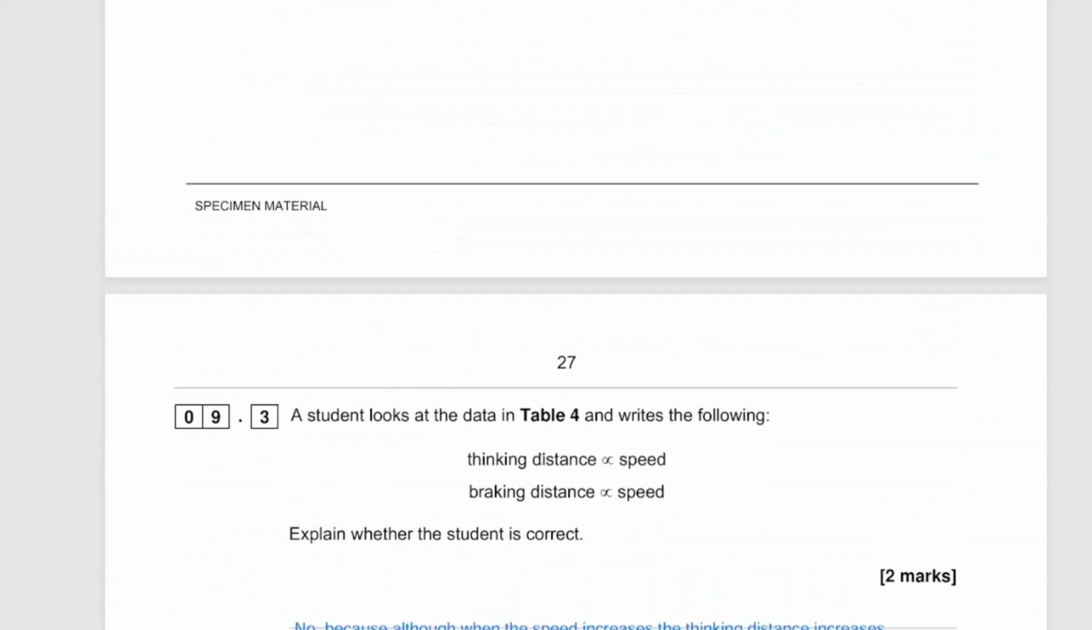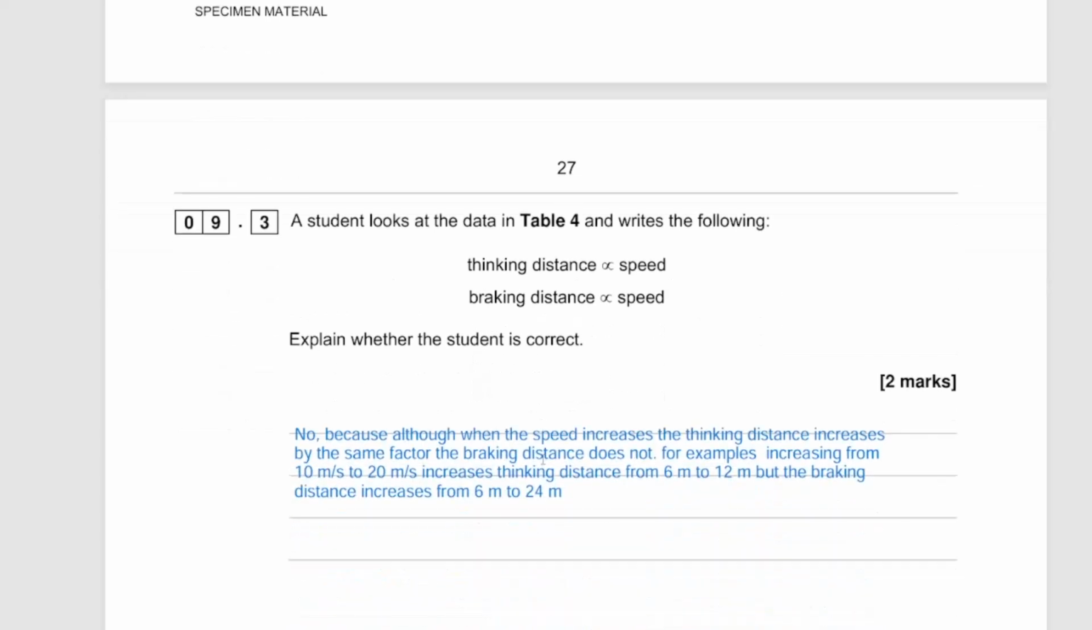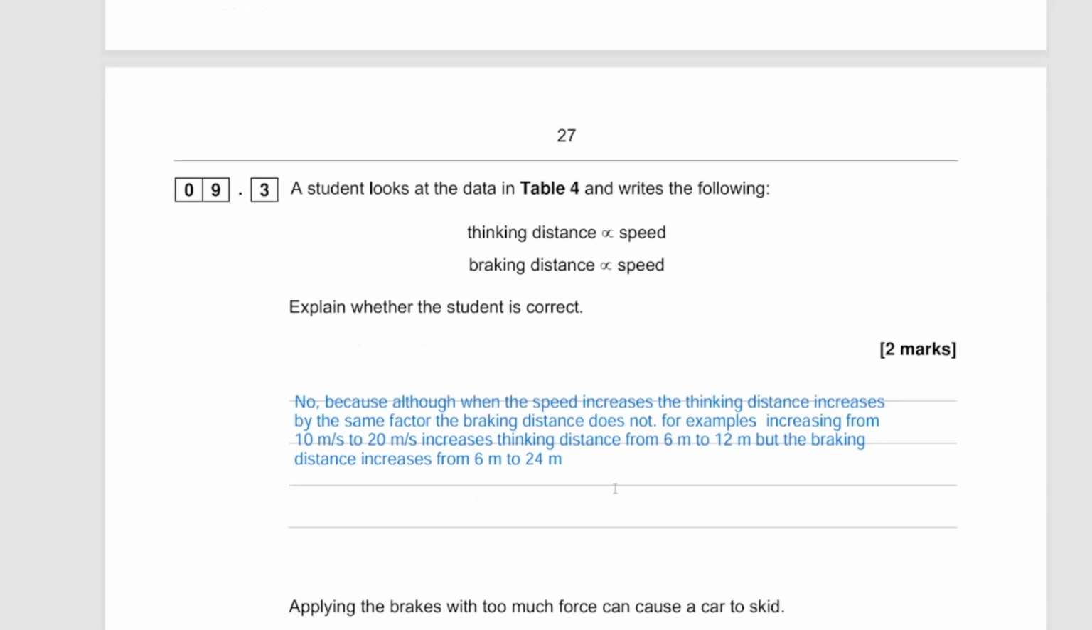Then the student looks at the data in table 4 and writes the following. Explain whether the student is correct. And they're not correct, because when the speed increases, the thinking distance increases by the same factor. The braking distance does not. For example, increasing from 10 meters per second to 20 meters per second increases the thinking distance from 6 to 12 meters, but the braking distance increases by 4 times instead of doubling, from 6 to 24 meters.